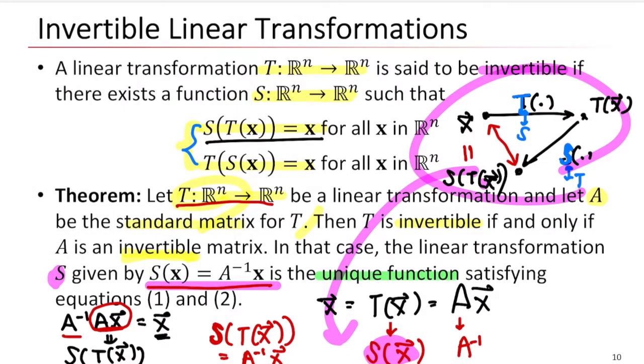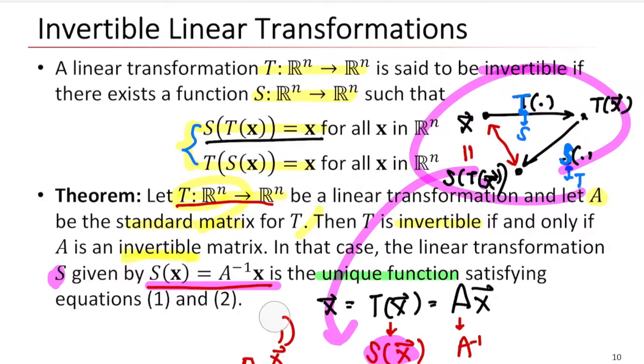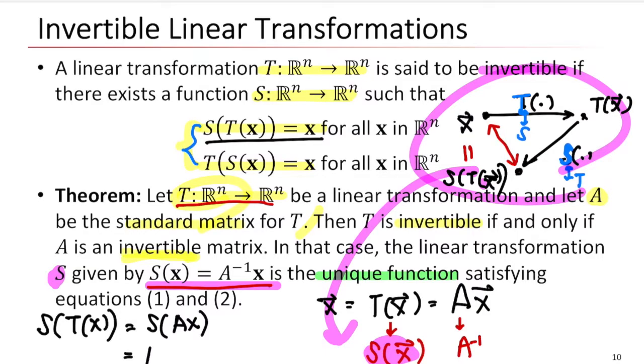Or I can prove it like this. Let's say S(T(X)) is equal to S(AX), right? Then A inverse AX is equal to X, right? So from here we can conclude that this statement is true. So this is a proof of this theorem.